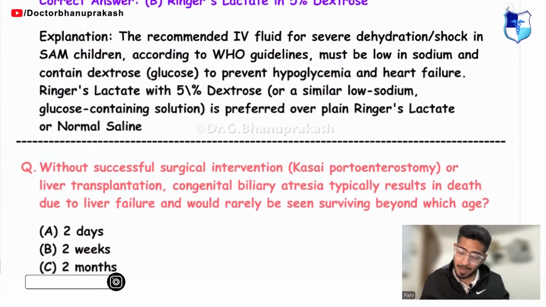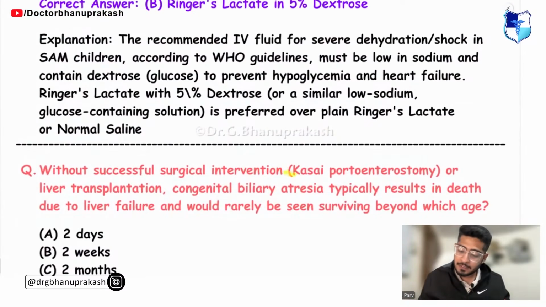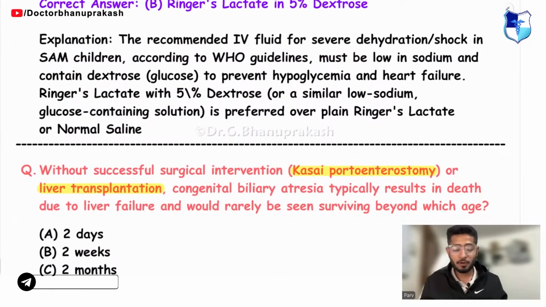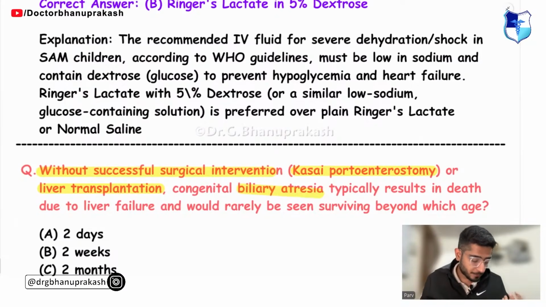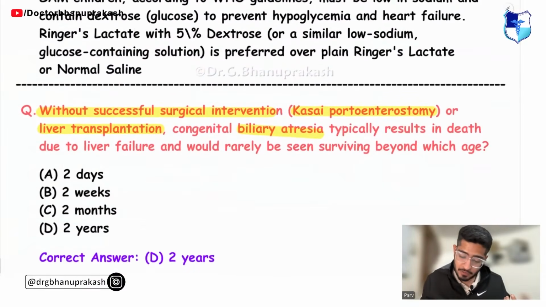Coming on to this one, after successful surgical intervention, that is Kasai's portoenterostomy or liver transplantation, congenital biliary atresia typically results in death due to liver failure. Without a successful intervention, would rarely be seen surviving beyond which age? If you are not performing Kasai's surgery, biliary atresia patients will survive how much time? So the answer is 2 years. The answer is 2 years, bache.